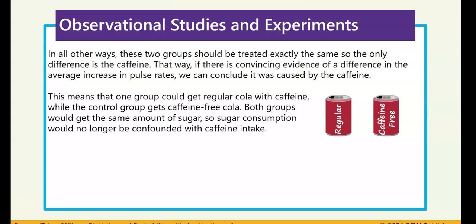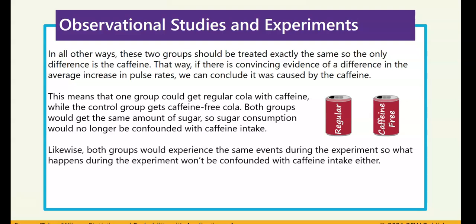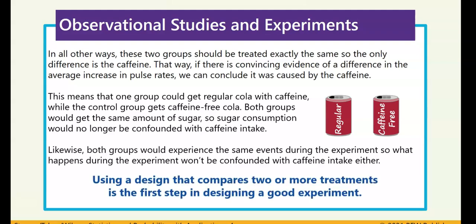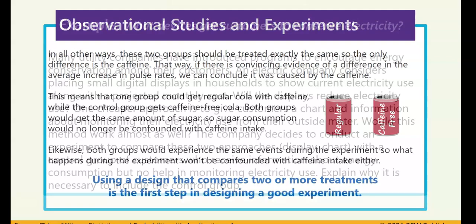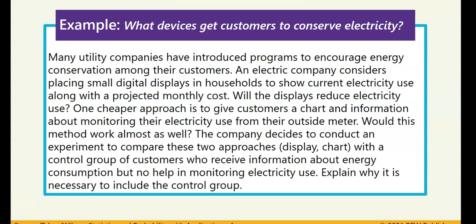This means one group gets the regular cola with caffeine. The other group gets the caffeine-free cola. Both groups get the same amount of sugar. I like that. So sugar consumption would no longer be confounded with caffeine intake. Smart. Likewise, both groups would experience the same events during the experiment. So what happens during the experiment won't be confounded with caffeine. So, you want to regulate as much of this stuff as you can so you take out those confounding variables. Use a design that compares those 2.